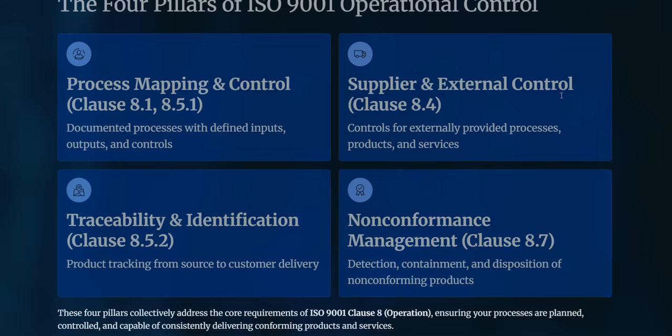These four pillars collectively address the core requirements of ISO 9001 Clause 8 operations, ensuring our processes are planned, controlled, and capable of consistently delivering conforming products and services.